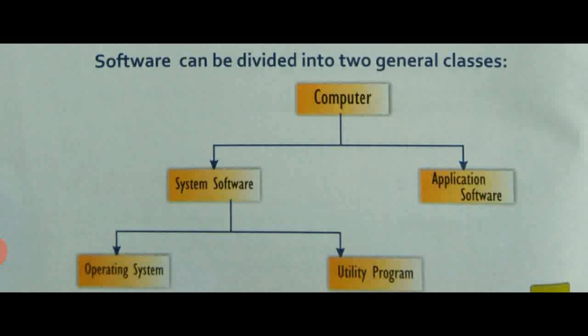And second one, utility programs. Utility programs are those which give services. For example, if there are some viruses in your computer, at that time we install antivirus software so that the antivirus can remove all the viruses from your computer. So this is nothing but a service provider.